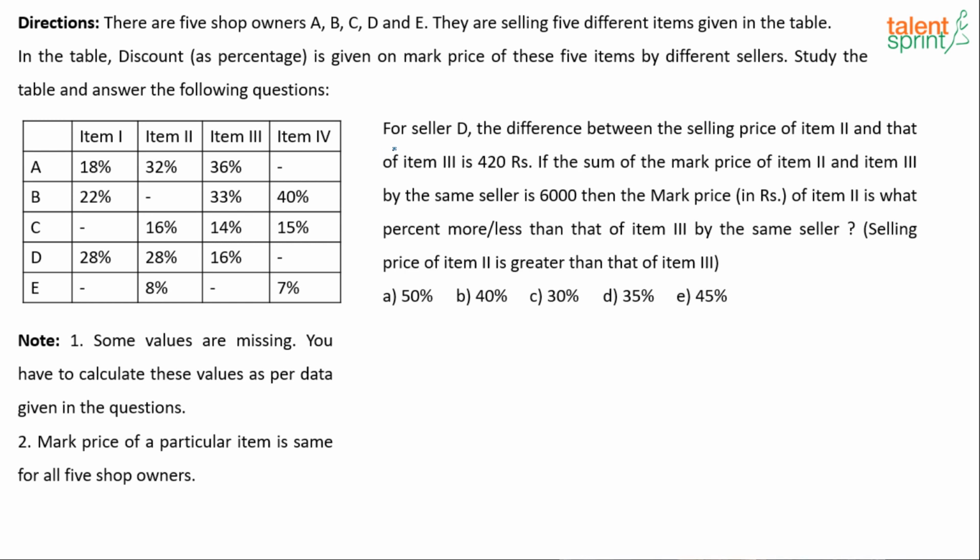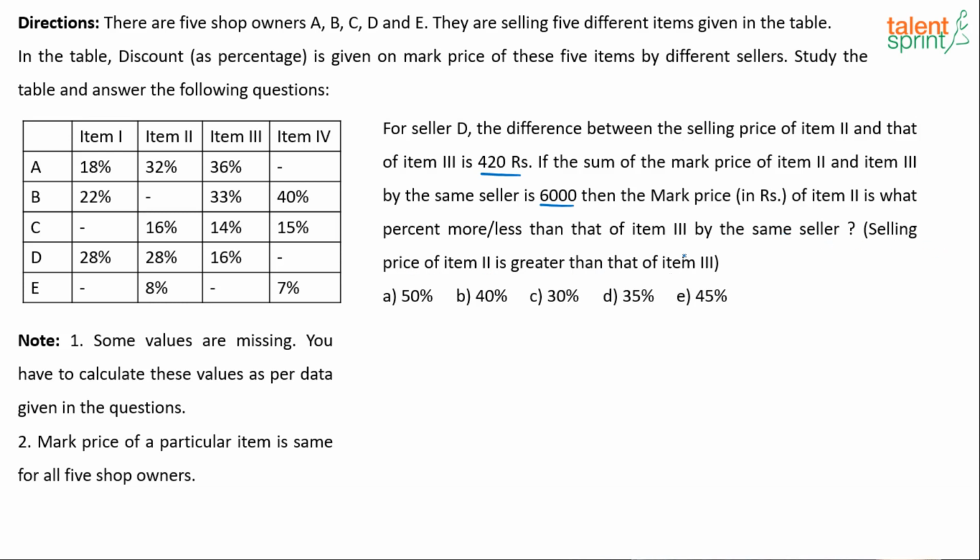What is the question? This time it says for seller D, the difference between the selling price of item 2 and that of item 3 is 420 rupees. If the sum of the mark price of item 2 and item 3 by the same seller is 6,000, then the mark price in rupees of item 2 is what percentage more or less than that of item 3 by the same seller? Selling price of item 2 is greater than the selling price of item 3.